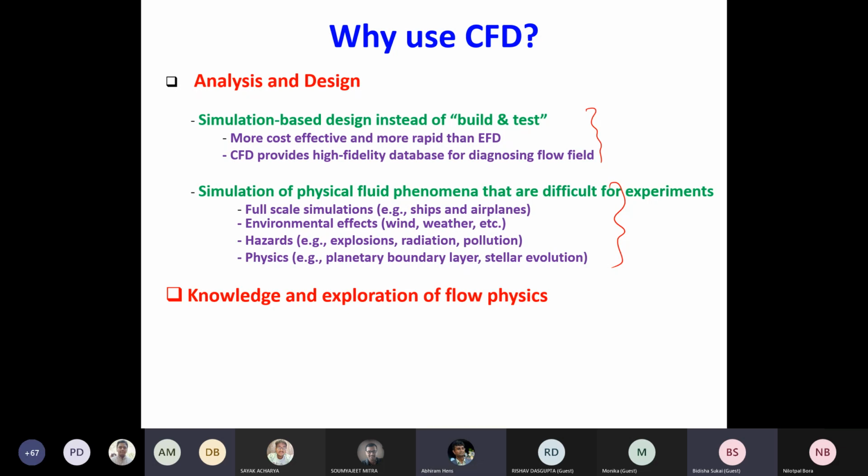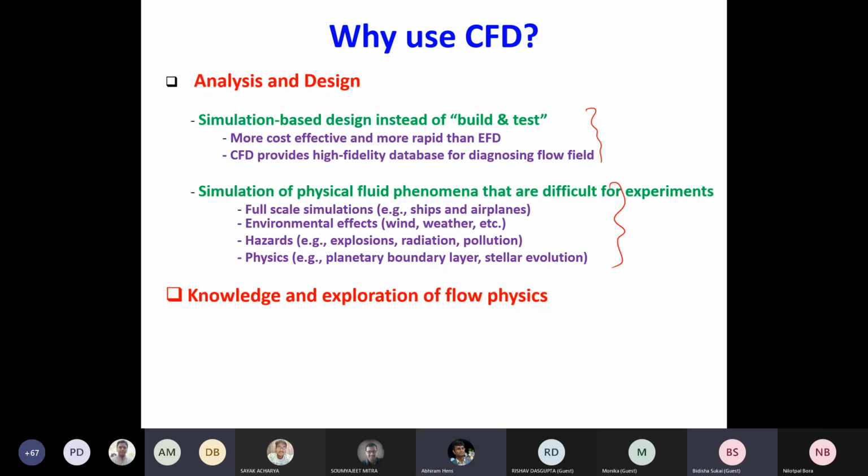So there are two aspects. One is analysis and design, where experiment can be done but the use of CFD can make the process faster. And there are some situations where experiment cannot be done, so CFD will be the only route available to you.